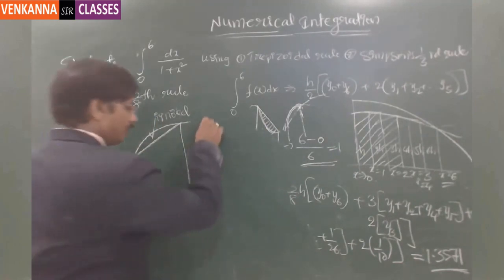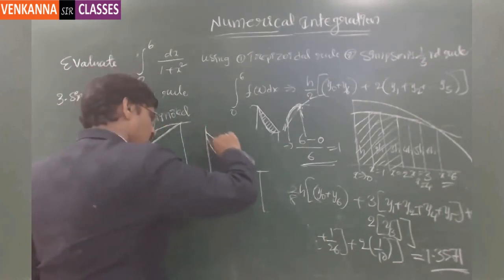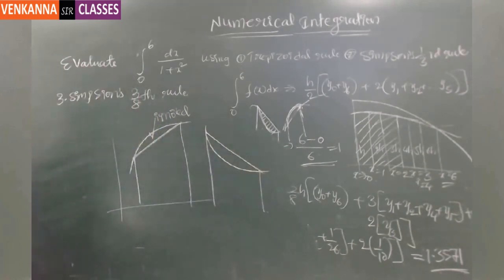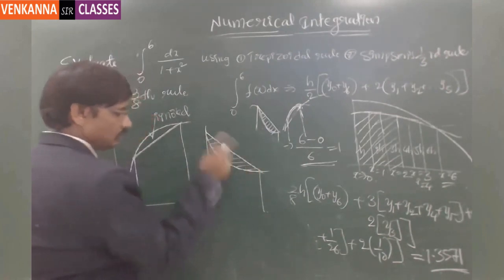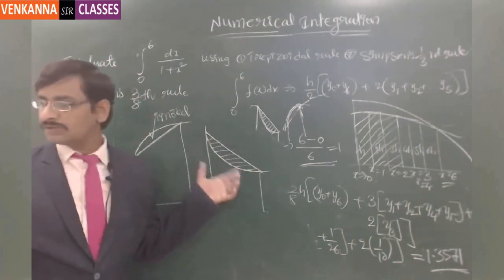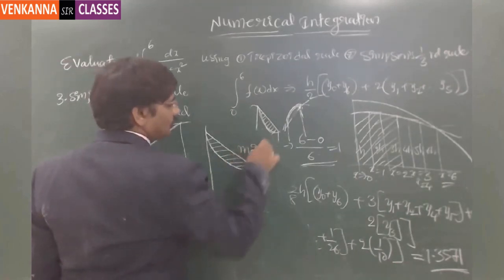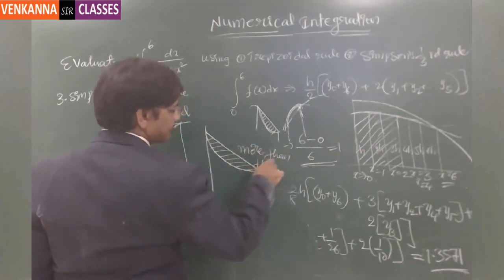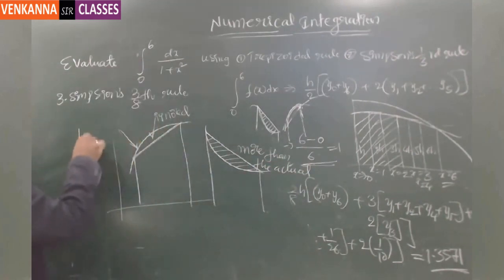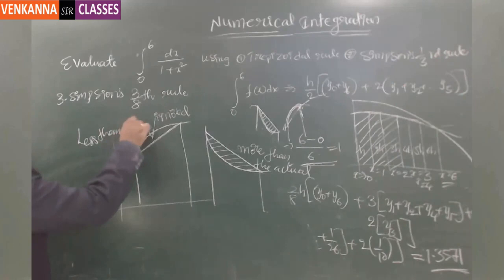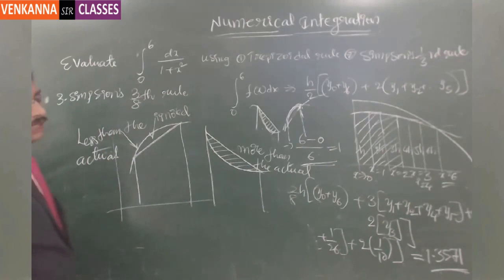Suppose you take another curve this way, and this is one point and this is another point, and you are trying to approximate it as a trapezium like this. Here, ideally you shouldn't be considering this area, but you are including it in your calculation. Hence this is more than the actual. And this is less than the actual. So this is purely dependent on the nature of the curve.